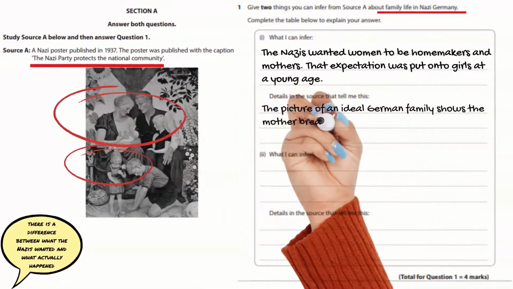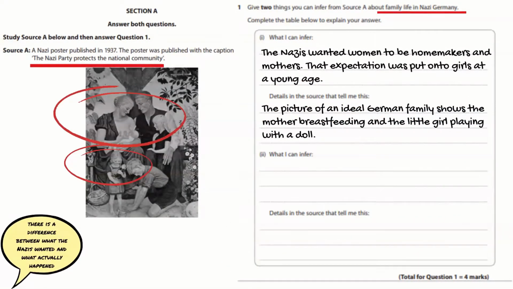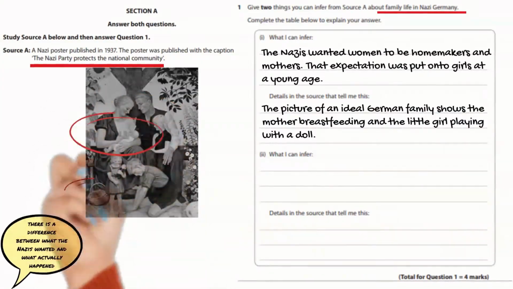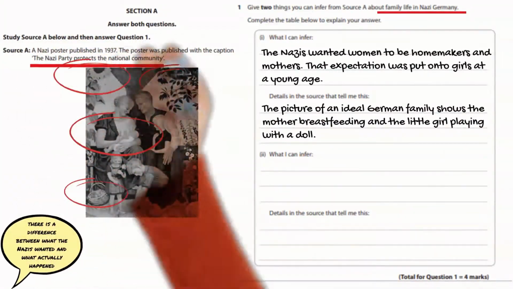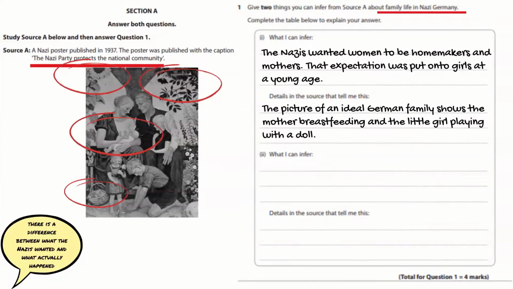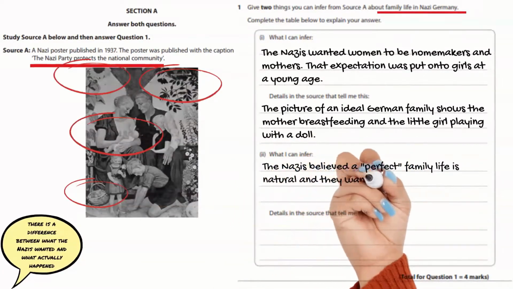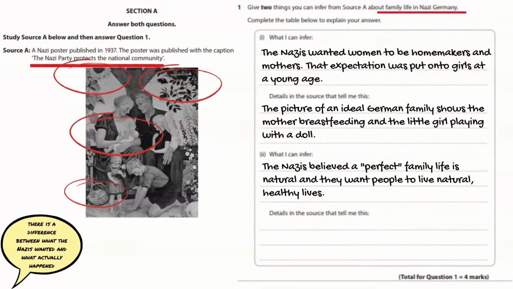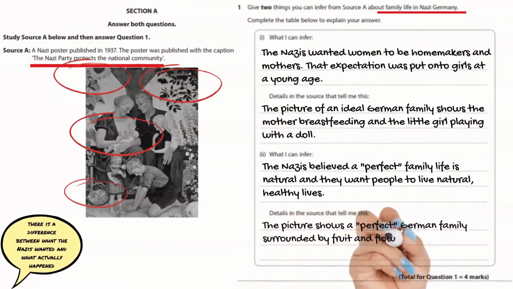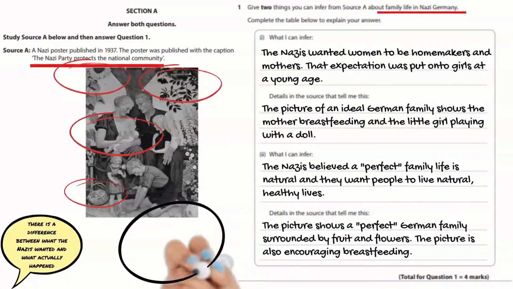The second thing I notice is that the mother is breastfeeding and there is nature all around them. There are apples on the floor and flowers growing, suggesting that the picture is in their garden. This suggests that the Nazis believe a perfect family life is natural and they want the people to live natural, healthy lives. So again, I'm just going to write my inference in with the part of the source that supports this. There are many other inferences that you can make from this source, and let me know in the comments if you spotted any of the others.